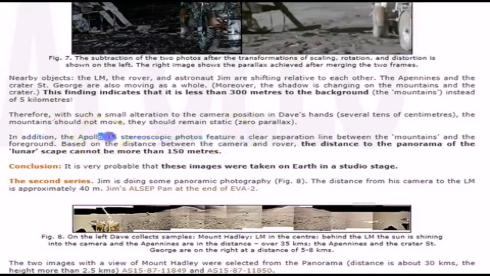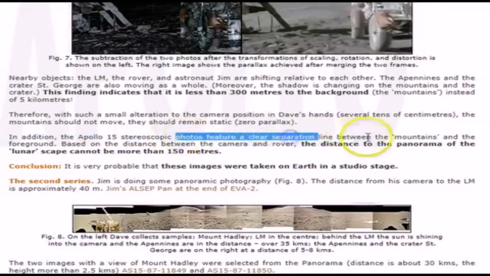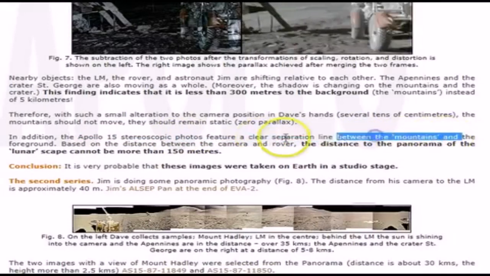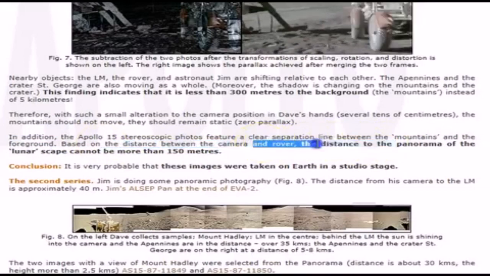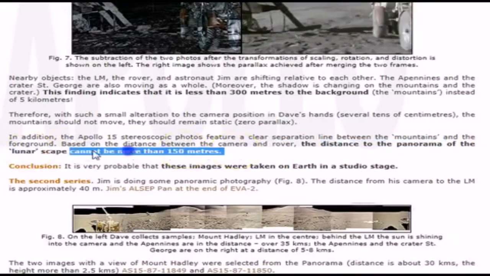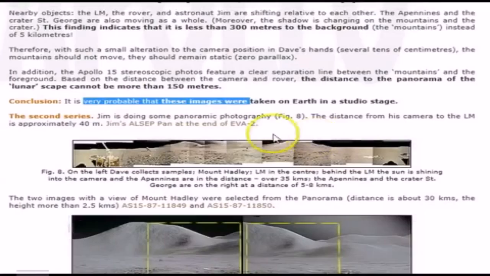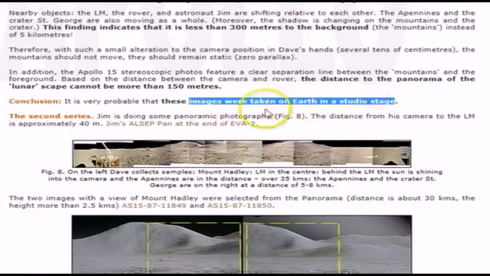In addition, the Apollo 15 stereoscopic photos feature a clear separation line between the mountains and the foreground, based on the distance between the camera and the rover. The distance to the panorama of the lunar scape cannot be more than 150 meters. Conclusion: it is very probable that these images were taken on Earth in a studio stage.